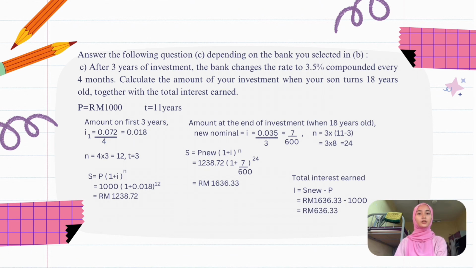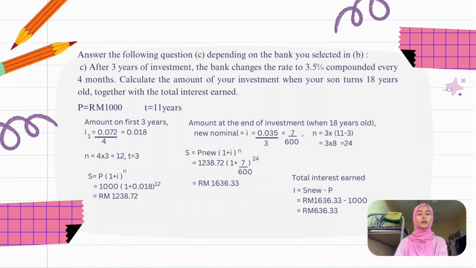First, we need to calculate using a new nominal rate. So, our k is 0.035 and m equal to 4. So, our new i is 7 over 600. Now, our n is 3 multiplied by 8 equal to 24. 8 because 11 years minus 3.